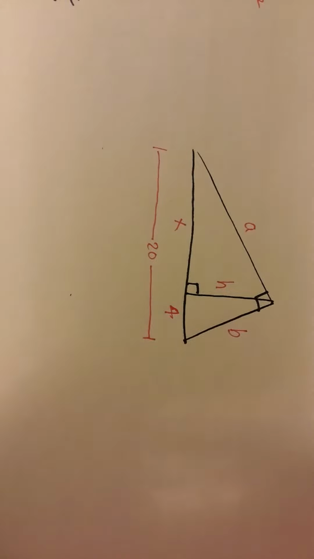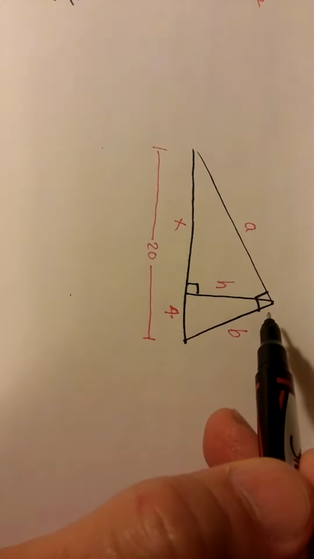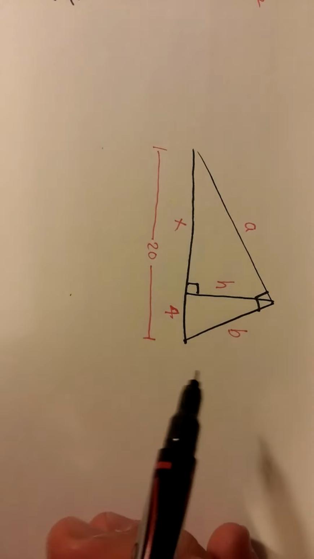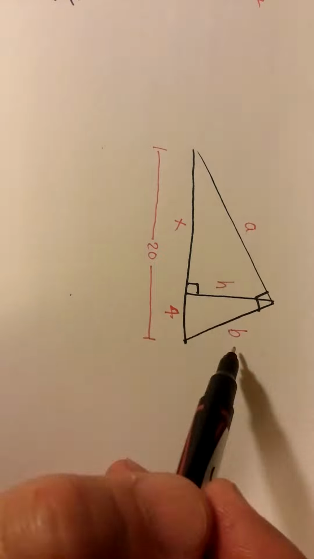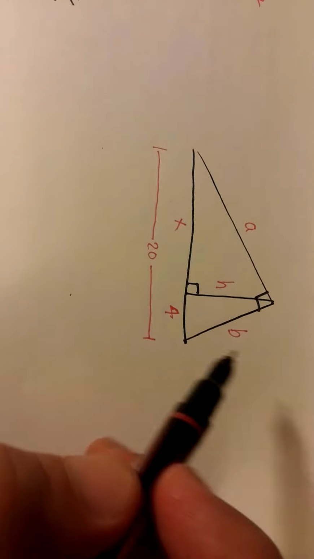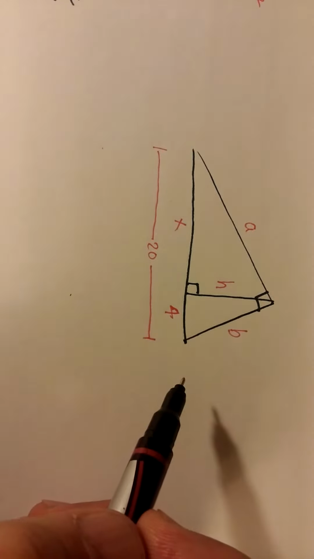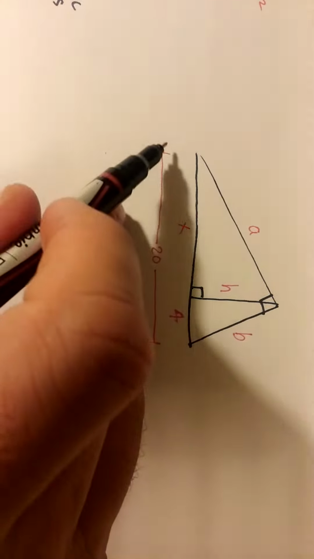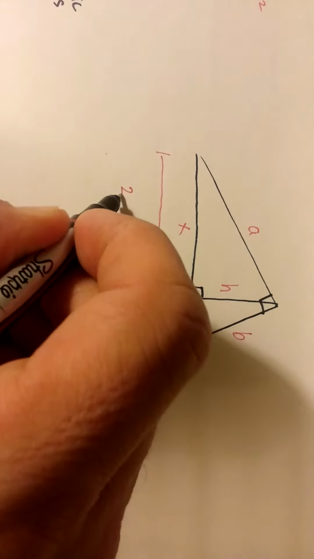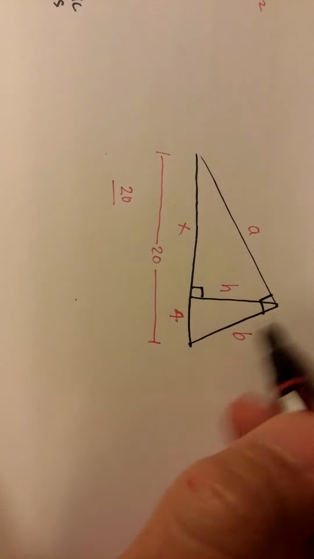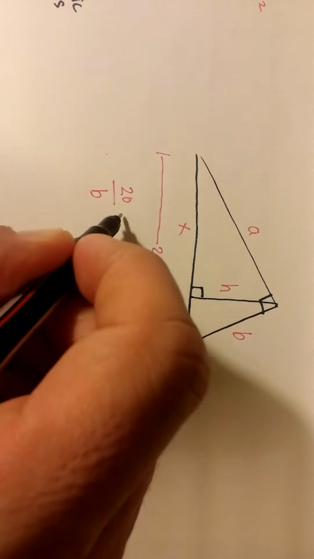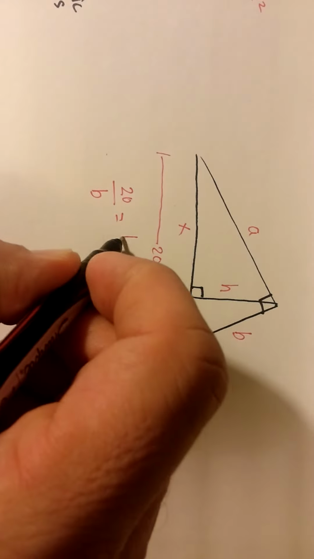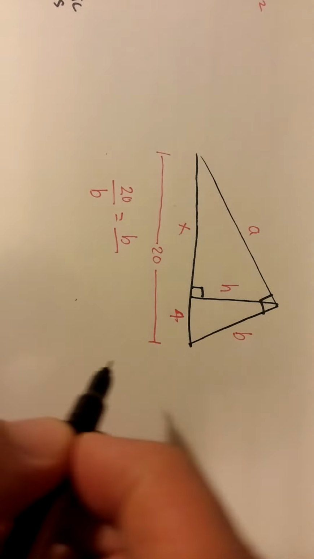Now again, we could do a Pythagorean theorem. We could say a squared plus b squared is equal to c squared, or 20 squared. But the problem is we still have two variables, so that's not going to work. So how else can we figure out what b is equal to? We can use geometric means. Let me show you. So the hypotenuse, 20, is to the short leg b as this little hypotenuse, b, is to its short leg, 4.